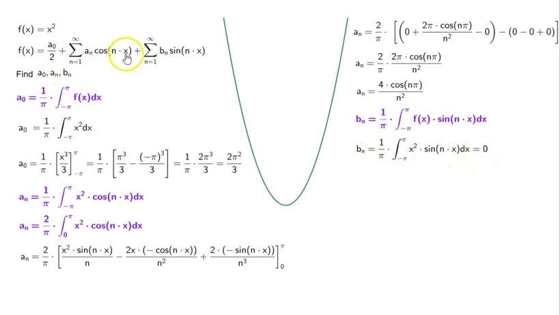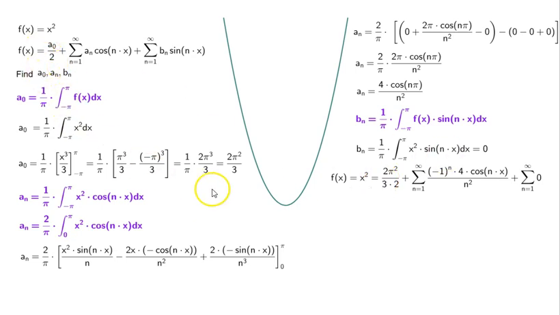Let's apply this into the Fourier formula. So f of x, which is x square, is equal to a naught by 2, which is 2 pi square by 3, so we get 2 pi square by 3 times 2 plus summation as n goes from 1 to infinity of an. An is 4 times cos n pi by n square. So 4 times by n square we have written.